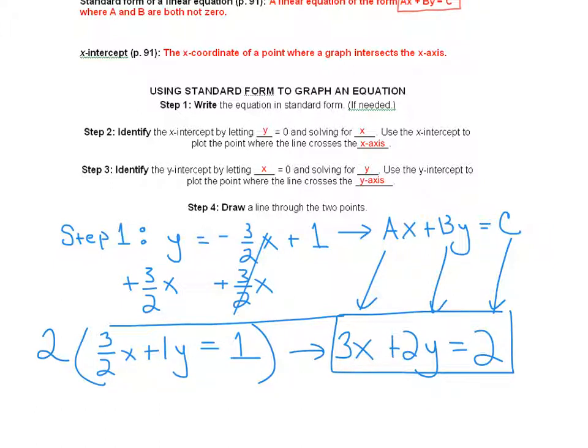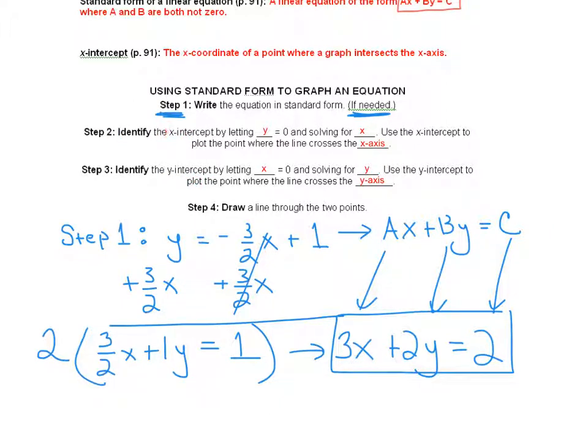So that was just a side note. That's doing step 1 if you have to: write the equation in standard form if needed. Okay, why this form is useful is because it basically gets us the 2 points we need to draw a line. But the 2 points they want us to draw here are just your x-intercept and your y-intercept.